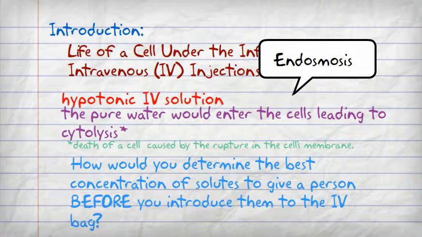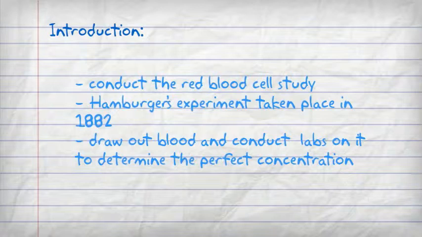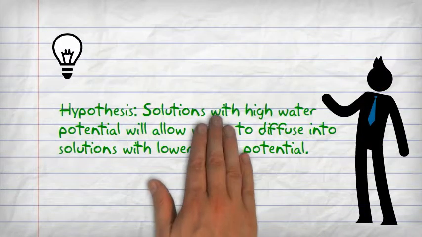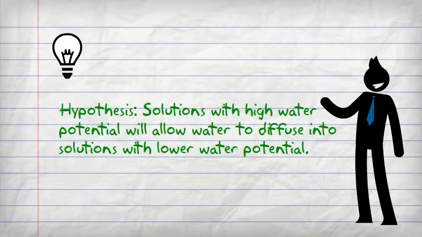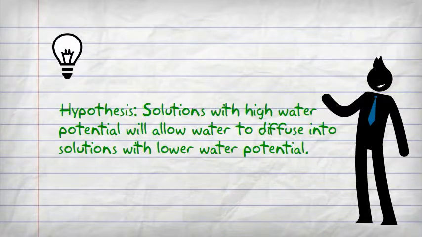How would you determine the best concentration of solutes to give a person before you introduce them to the IV bag? Conduct the red blood cell study similar to the one Hamburger conducted in 1882. Draw out the person's blood and determine the perfect concentration of solutes so the environment is isotonic. Hypothesis: solutions with high water potential will allow water to diffuse into solutions with lower water potentials.